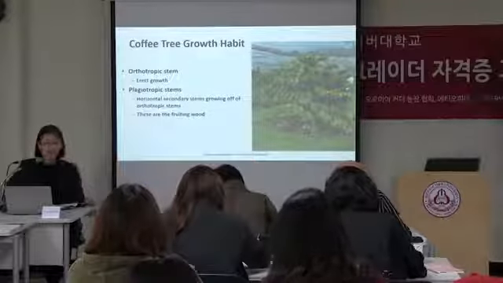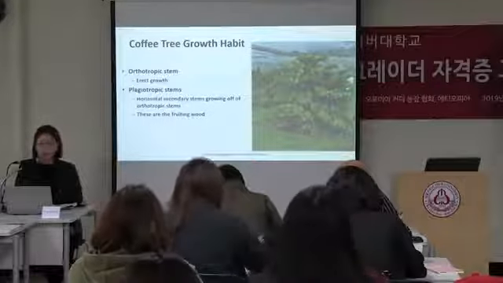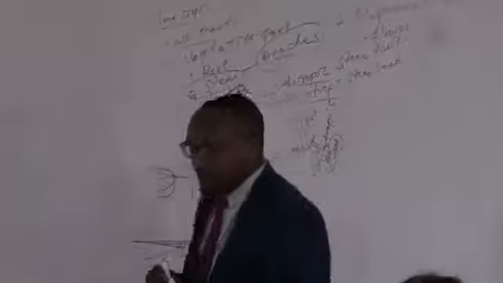So we will get the fruit from this plagiotropic stem, or another name of plagiotropic stem is fruiting stem. Yeah, because it gives fruit. It gives fruit of coffee. You will get fruit of coffee. From the orthotropic stem, you will get the plagiotropic stem. So from the plagiotropic stem, you will get the fruit. That's why we call the plagiotropic stem the fruiting stem.